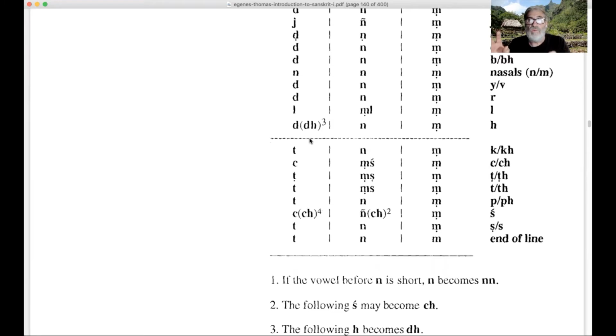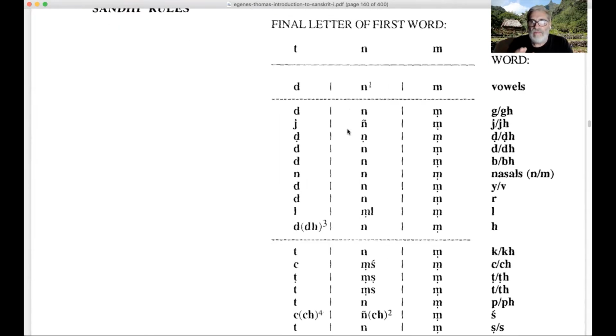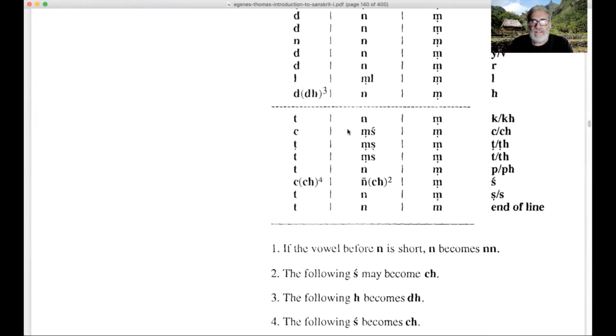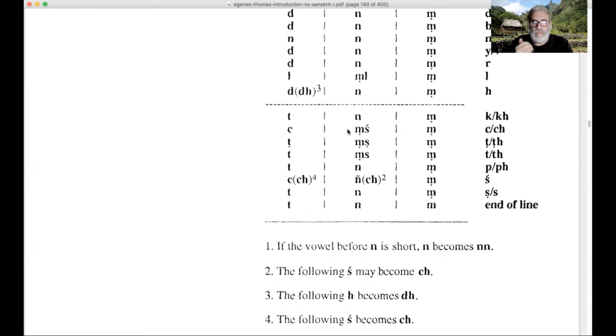The second word will begin with an H, not a DH. So it's like breaking it there and pulling out a D, right? Just as we did up here when we had a double N. You take that second D out. That's how you break that sandhi.